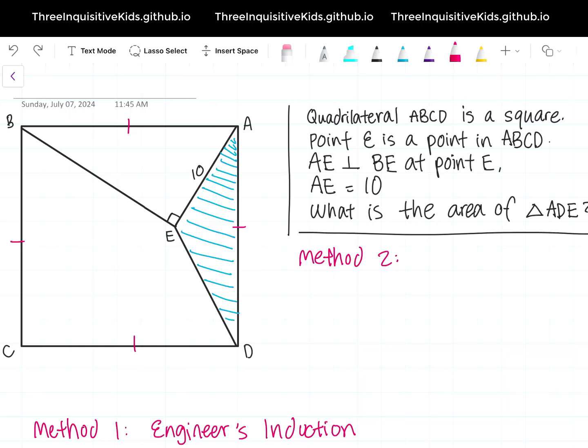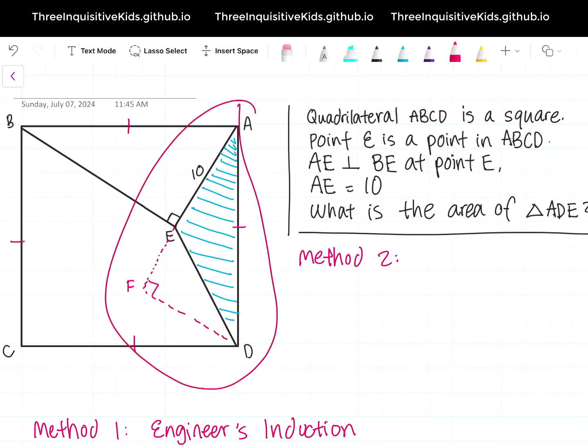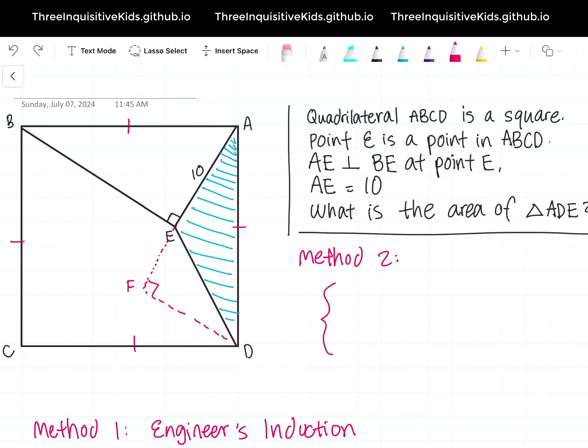So how can we find the height of this triangle, AED, by making an auxiliary line that is perpendicular to 10? Well, we can extend AE to point F, and then connect point F to D. And this will give us a right triangle, AFD. So AFD right here is a right triangle. Now let's observe AFD for a moment.